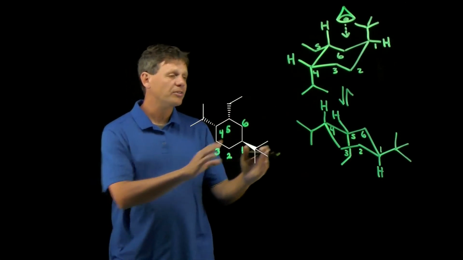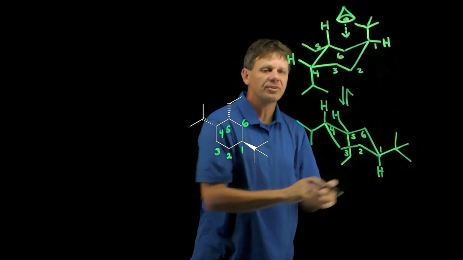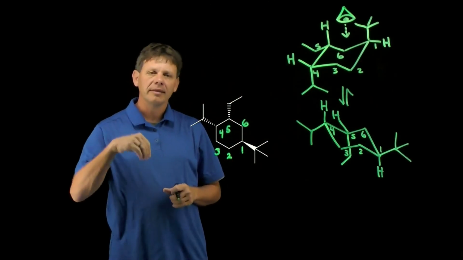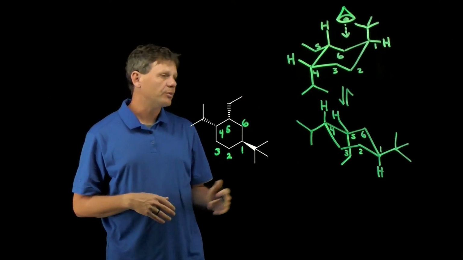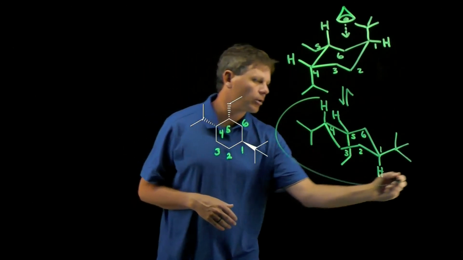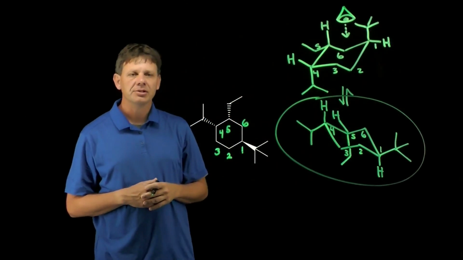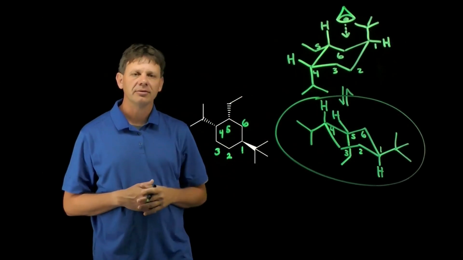If it allows us to have our largest groups in the equatorial position, then we can accommodate small ones in the axial position. As a result, this is our most stable conformation of the tri-substituted cyclohexane.